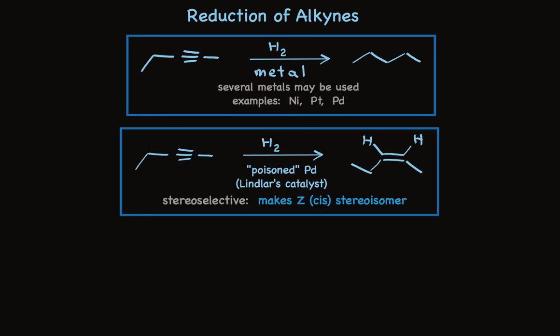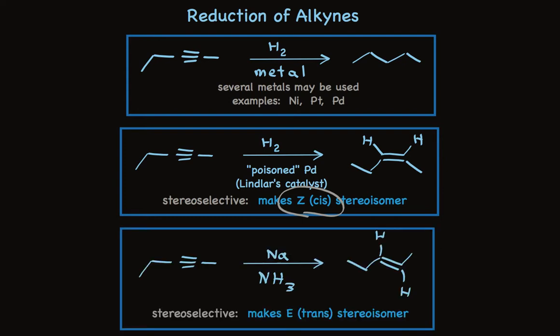But there's a special catalyst called Lindlar's catalyst that stops this reduction at the alkene stage. The alkyne is reduced to an alkene, but the alkene isn't further reduced. And what makes this reaction particularly valuable is that it only makes the Z or cis isomer. And the third reduction makes just the E isomer, or trans. Using completely different conditions, sodium and ammonia, an alkyne is reduced to an alkene with the trans stereochemistry.